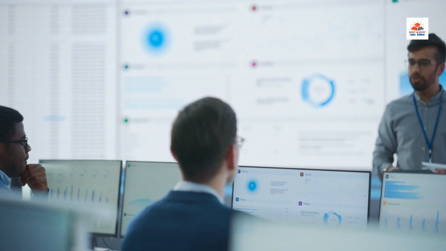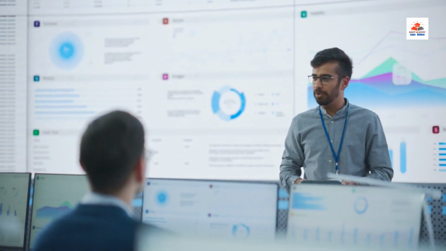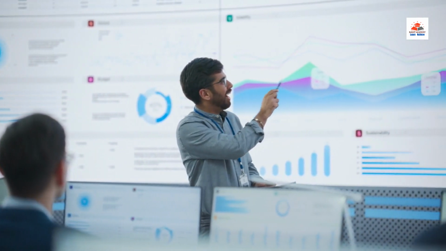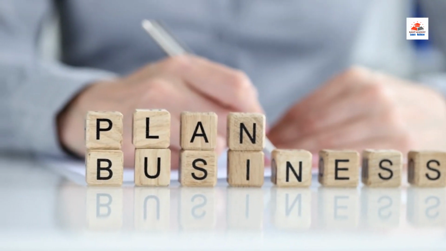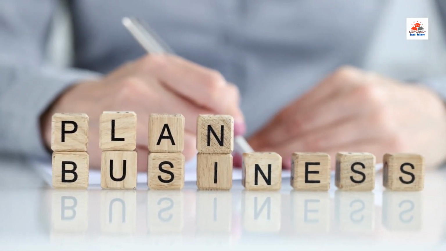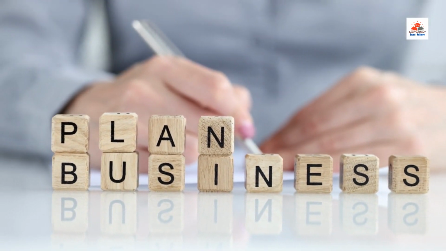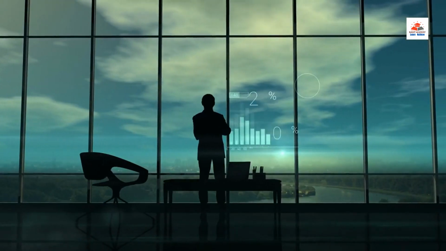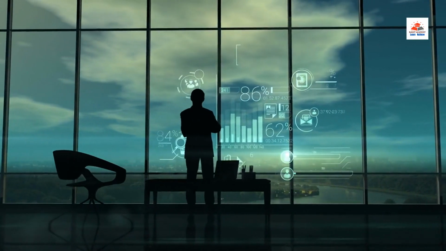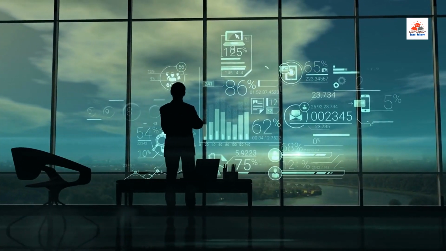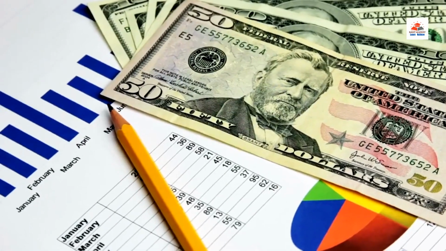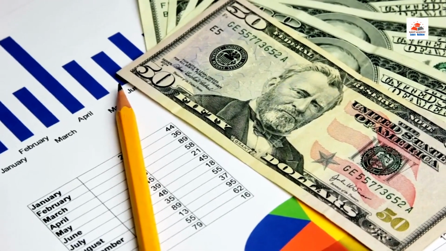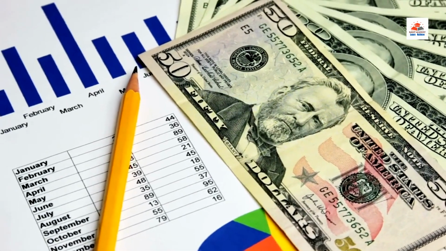Putting it all together. As a small business owner, you wear many hats. In addition to being the face of your company, you're also responsible for its finances. While this may seem daunting, creating a comprehensive financial plan doesn't have to be complicated. By taking some time to understand your business financial picture and implementing some best practices, you can set your business up for success.